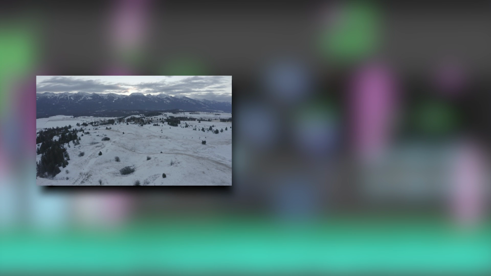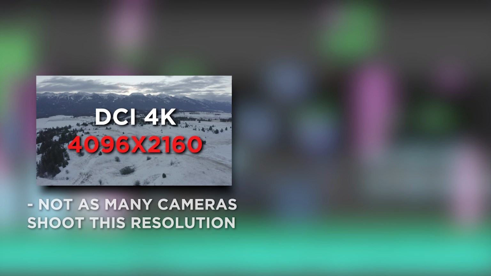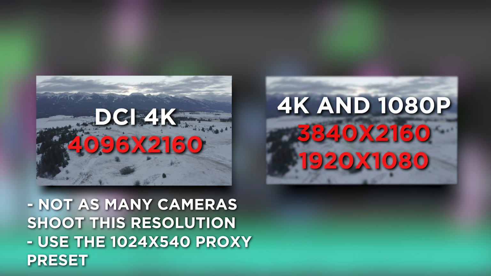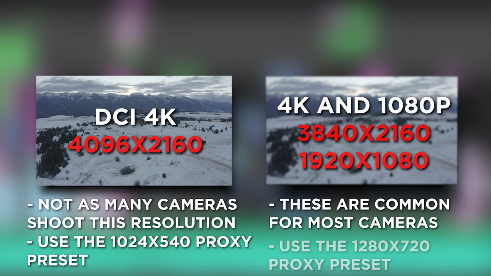And the last thing I have to mention is if you're like me and have a camera that shoots in a resolution of 4096 by 2160, you need to use the 1024 by 540 proxy preset that I will provide for you. If your footage is 3840 by 2160 or 1080p, you can use the 1280 by 720 preset we just created. The reason for this is the aspect ratio of 4096 by 2160 is different from regular 4K and 1080p. So the proxies would add black bars onto it if you tried to use the 720 preset on the 4K footage for something like the 1DX Mark II.